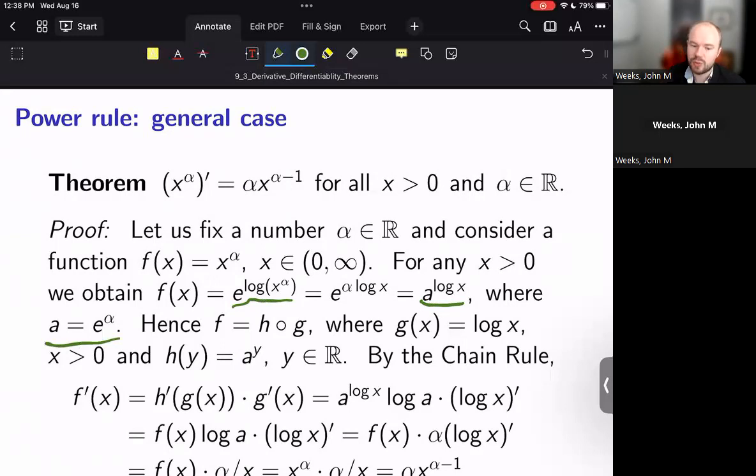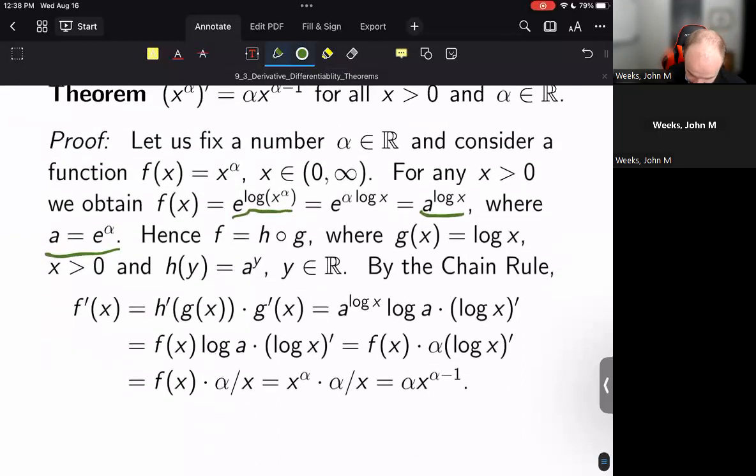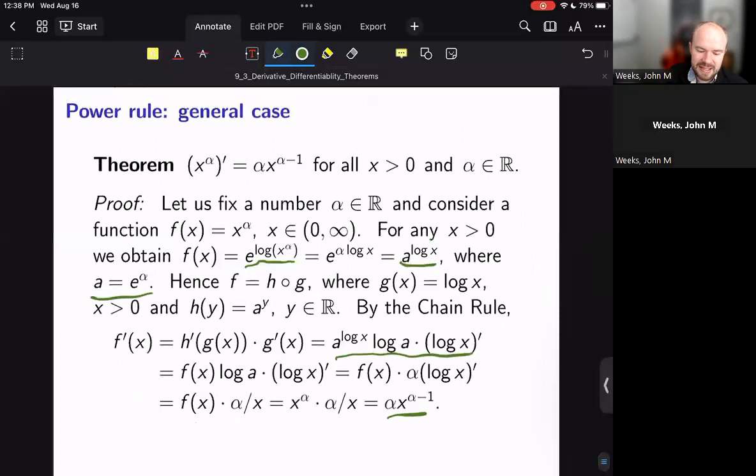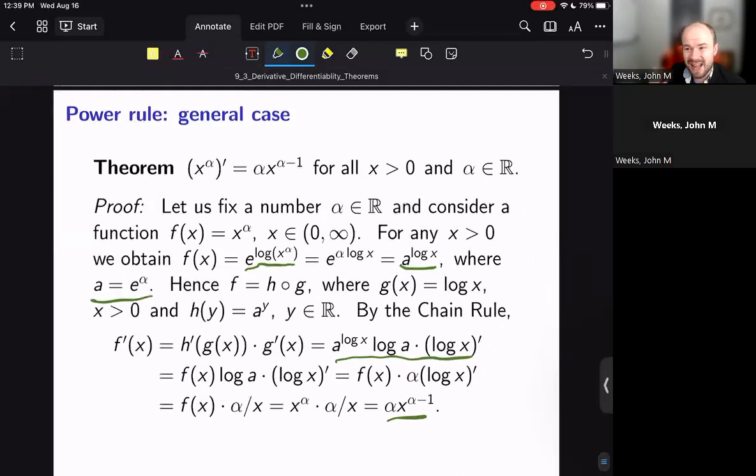Now we can use the chain rule and our facts about the similar derivatives. And if we go through and calculate what it ends up being, we do end up getting alpha times x to the alpha minus 1. So this is the power rule for the general case. We needed a lot more machinery, including our inverse function and monotonic function machinery, in order to get to this point. But that'll do it for us today.